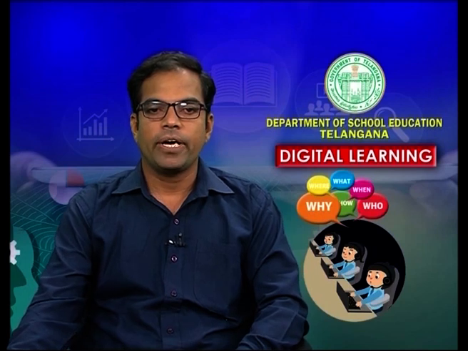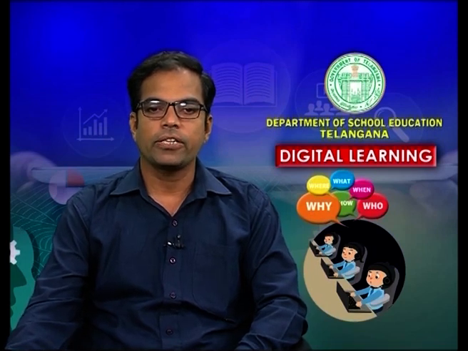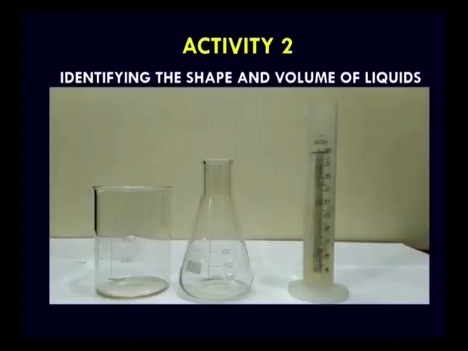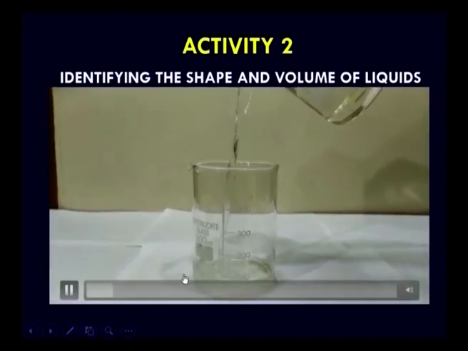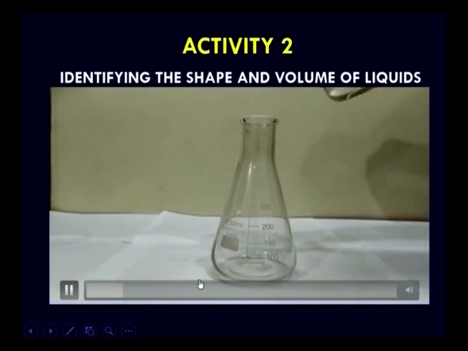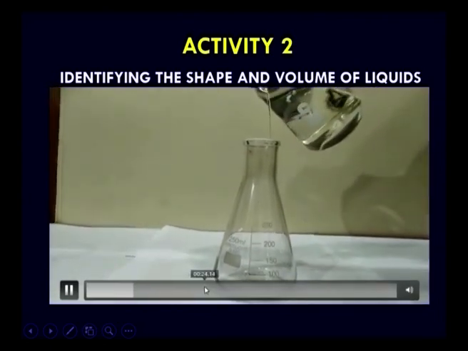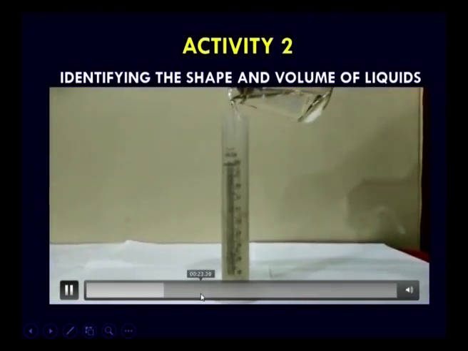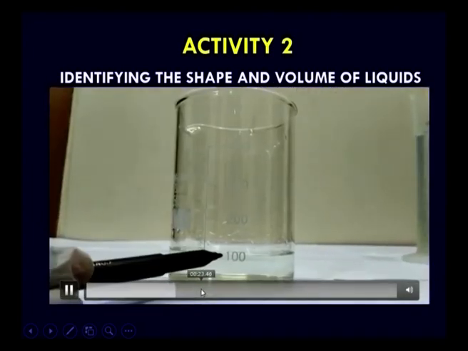Children, let us perform an interesting activity identifying the shape and volume of liquids. Take three different containers: glass beaker, conical flask and measuring jar. Pour some water in a glass beaker. Same amount of water is taken in a conical flask. Same amount of water is taken in a cylindrical jar.